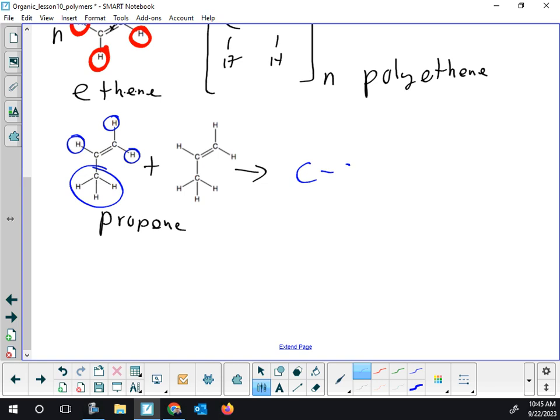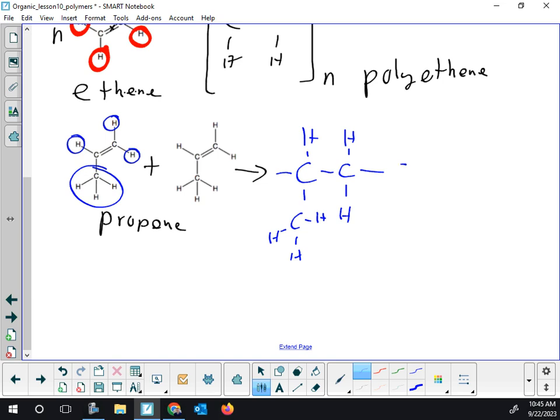We're going to have the two carbons that were around the double bond. H at the top, H at the bottom, circle through H, and then we have this CH3. It's going to change the physical properties of this plastic, having this kind of methyl group stuck down outside of the chain.